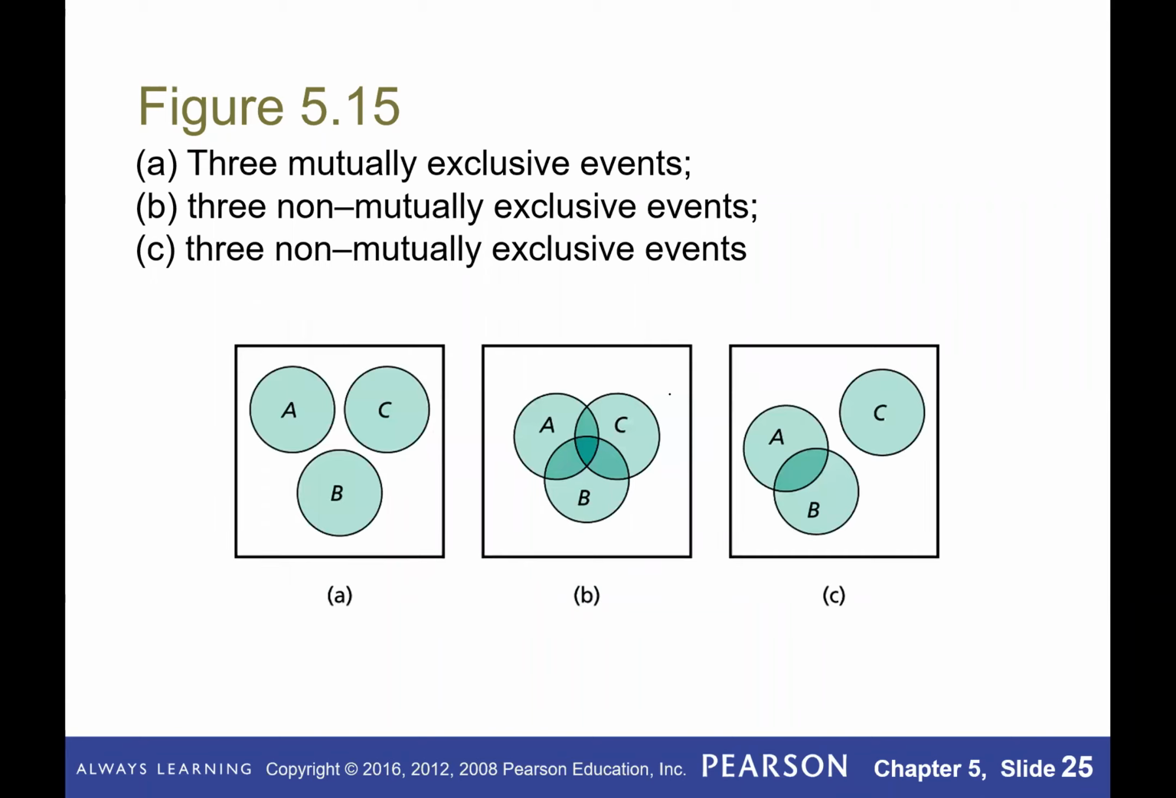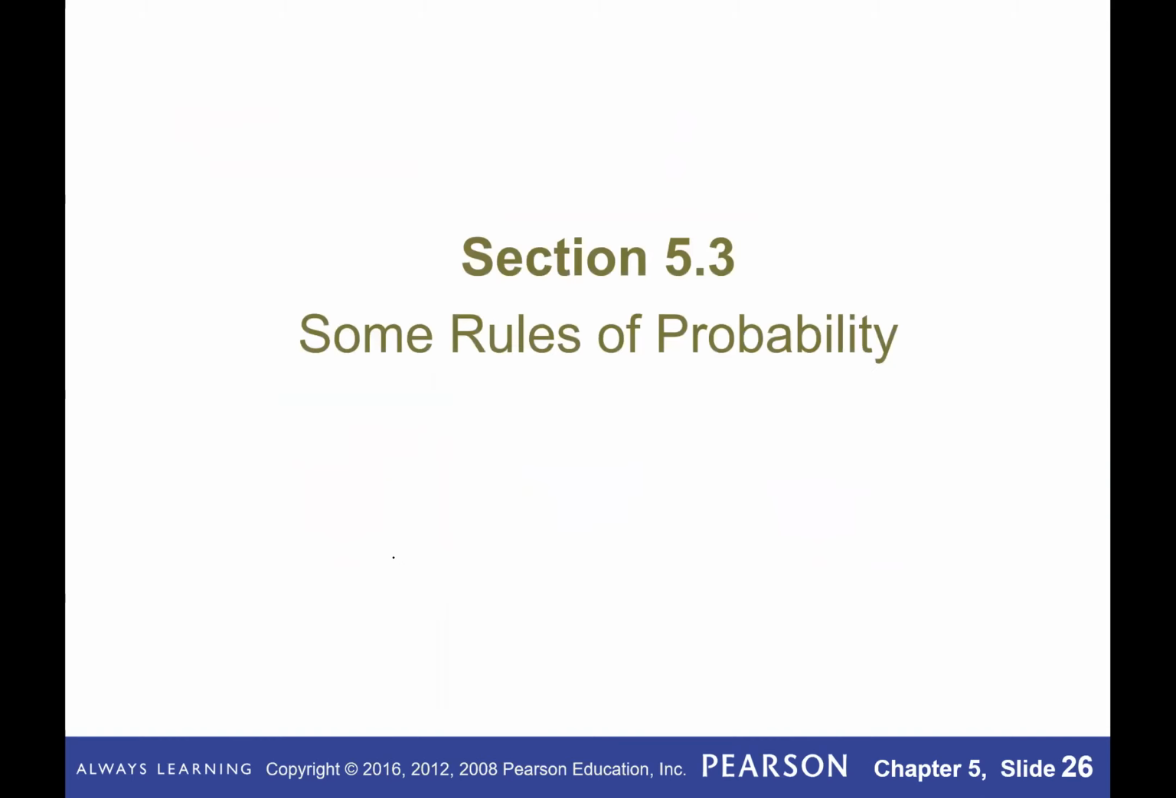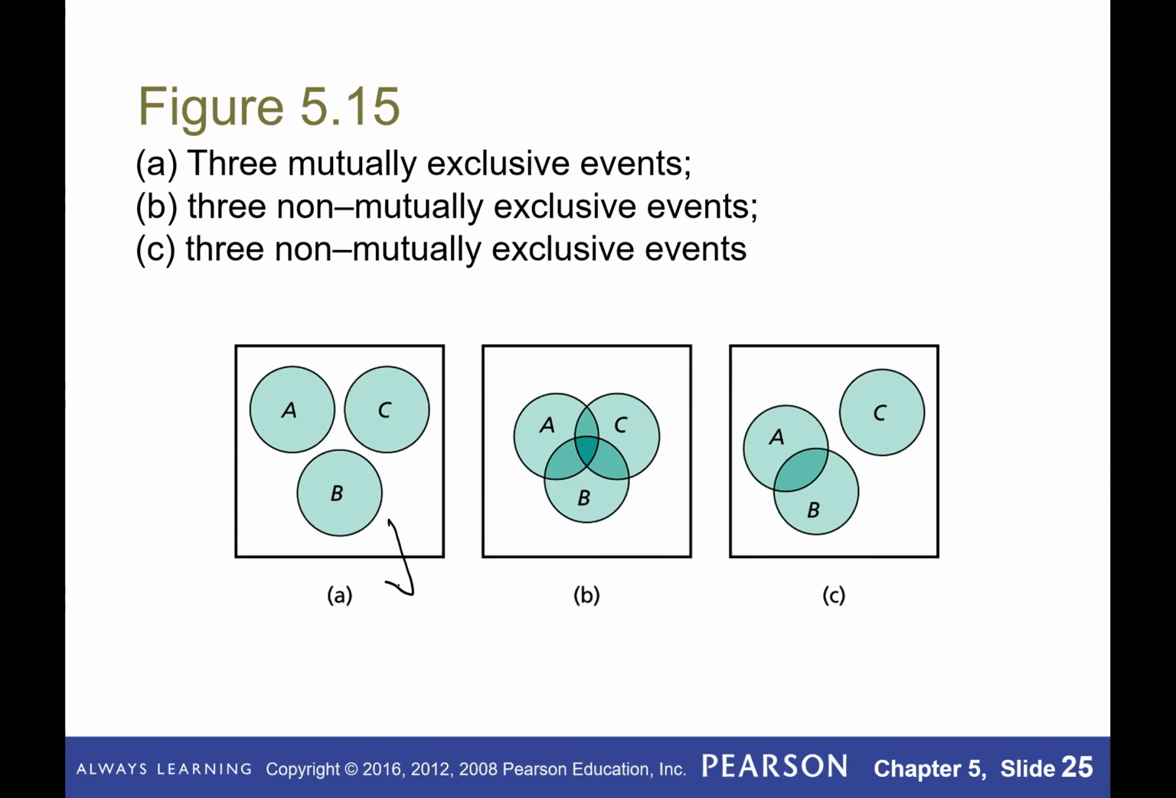Okay, so there are three events, A, B, C. The first one, so which one is mutually exclusive here? The first one, right? I think, yeah, the first one is mutually exclusive, right? Because they didn't share anything. They didn't share any element. So that's why they are mutually exclusive. So this one is mutually exclusive events. A, B didn't share anything. B, C didn't share anything. C, A didn't share anything.